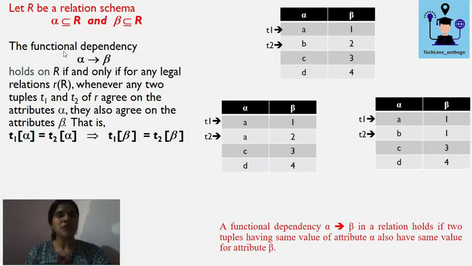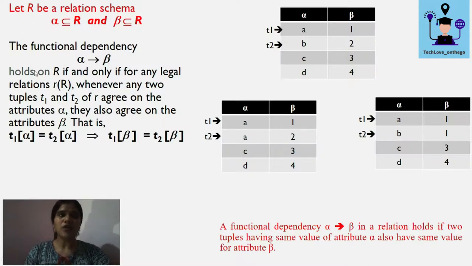of beta? So let us consider this in formal language. We have a relation schema capital R, and I am saying that a particular attribute alpha is a subset of this schema, and beta, the other attribute, is also a subset of this schema. So here exists a dependency which says alpha determines beta. That means beta is functionally dependent on alpha. That also means if I know the value of alpha, I can determine the value of beta.